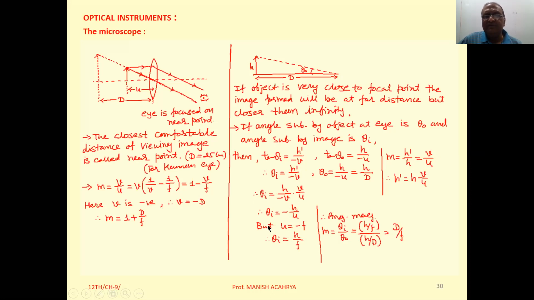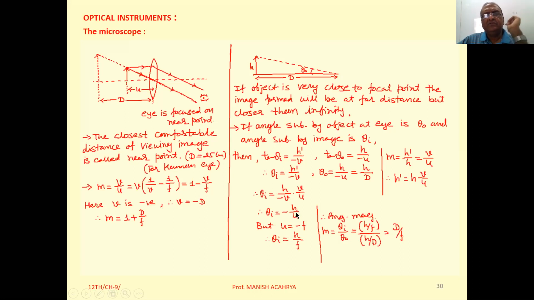V cancel, so simply we can write theta I that is equal to minus h by u. Now we discussed earlier that if we take u equal to f, that is, the object's position at the focal point, then the image formation will be at infinity. So if you take it very close to the focal point towards the lens, it implies that it will not be at infinity but it will be formed at very large distance.